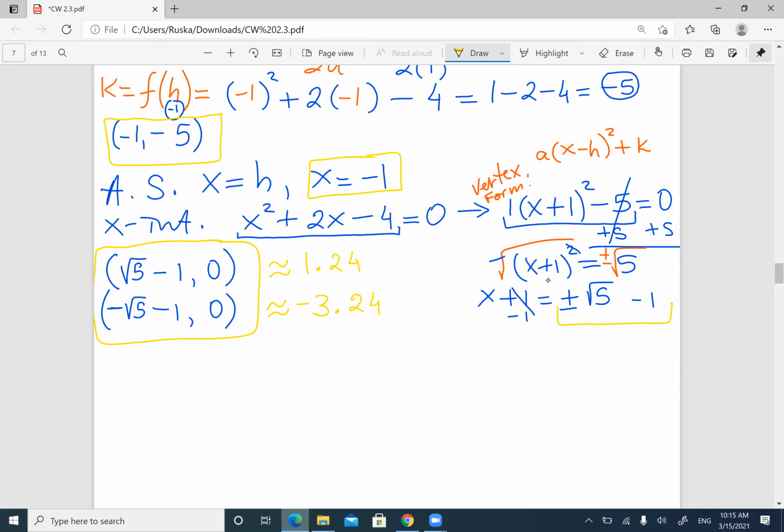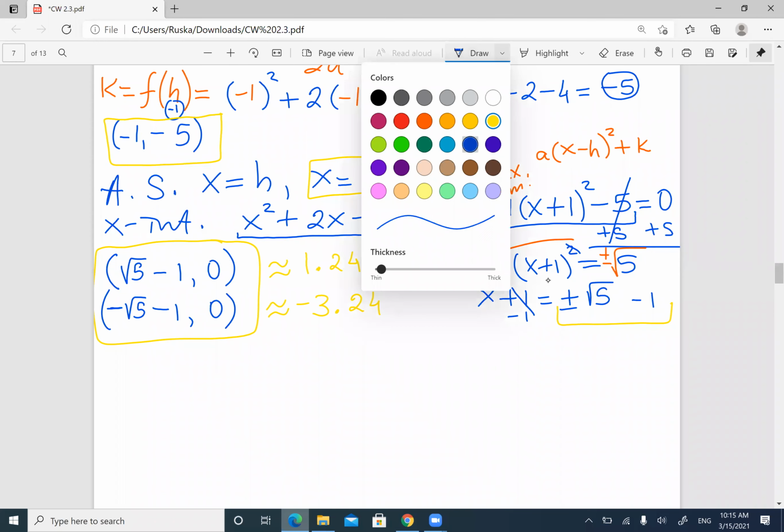Make sense? Everybody understanding this? Any questions? No? Okay.